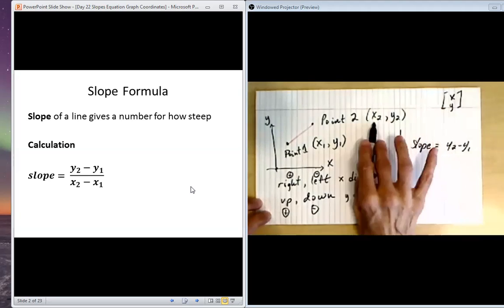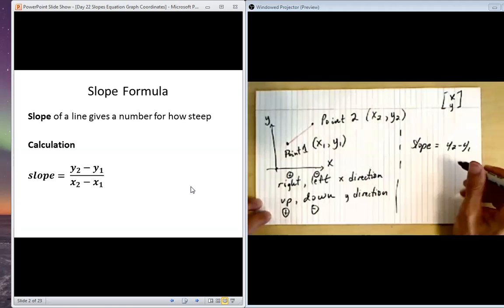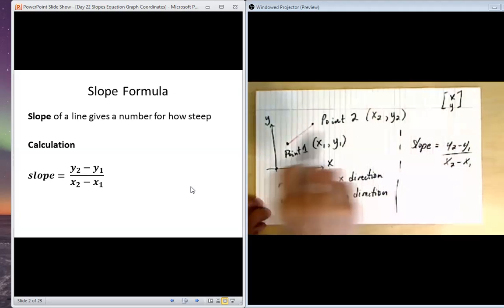Take the x value there and subtract the x value there. That goes on the bottom. Then you just work it out. Okay.